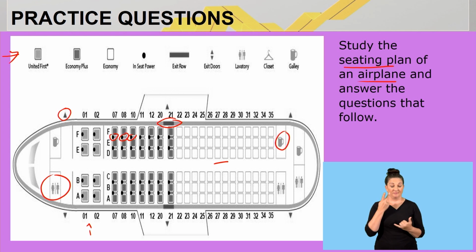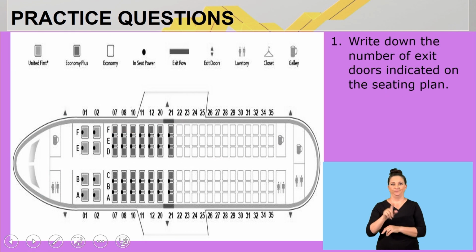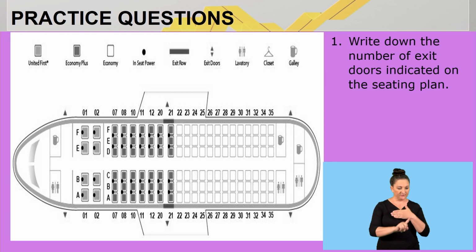So note what I did. First, I looked at what was presented. Now I will tackle the questions. So now let us look at question 1. It says, write down the number of exit doors indicated on the seating plan. So what are we looking for? The number of, so meaning I need the total. How many? And then it must be an exit door. Now let's see. What is used to indicate exit doors? If I look here, there's my key, the symbol representing exit door.